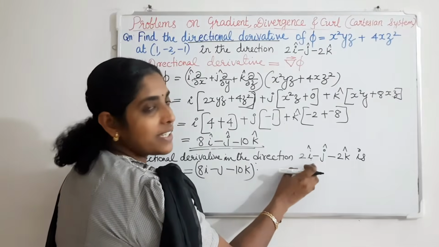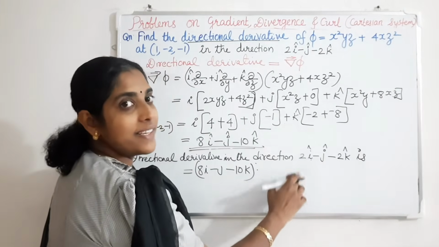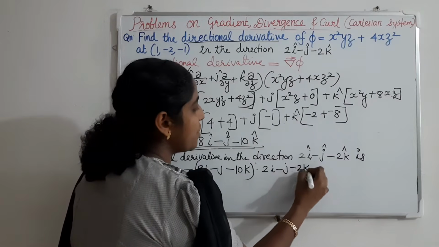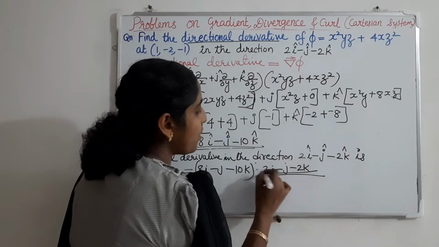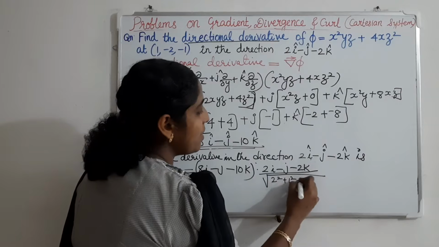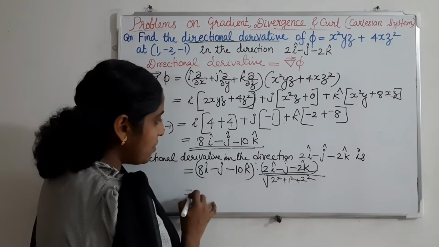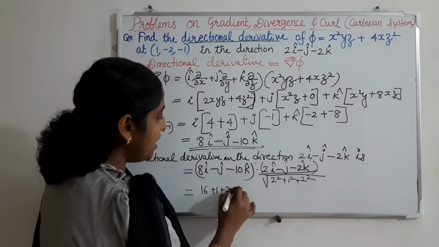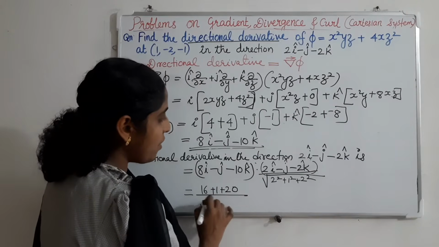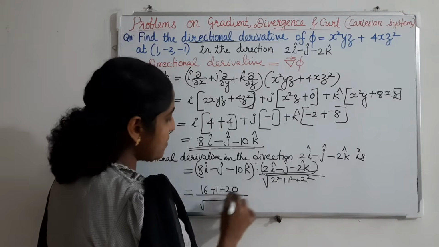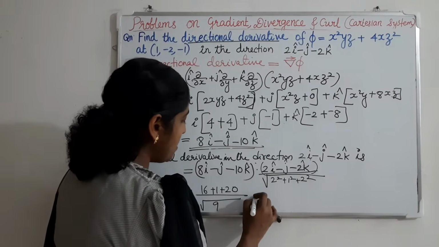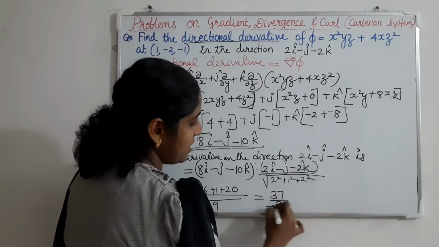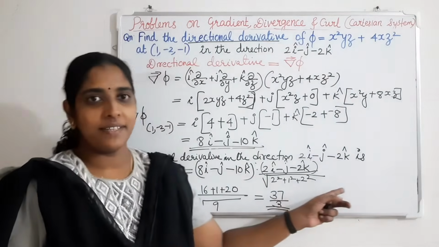What will be the unit vector? This vector divided by its magnitude, that is (2i minus j minus 2k) divided by square root of 2 squared plus 1 squared plus 2 squared. That is equal to (16 plus 1 plus 20) divided by root of 4 plus 4, 8, plus 1, 9. So that is equal to 37 divided by 3. So this is the directional derivative in the given direction.